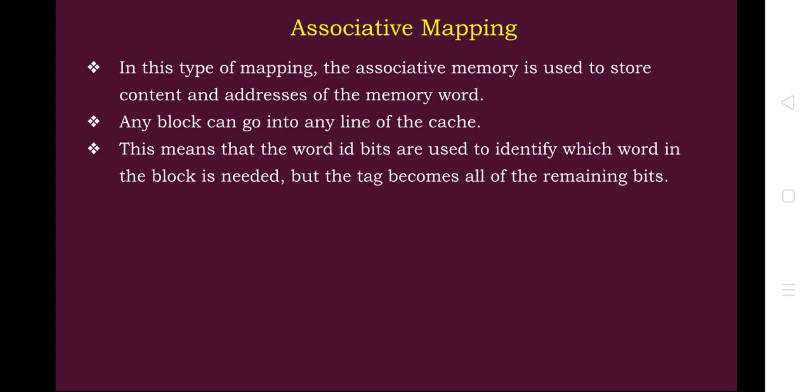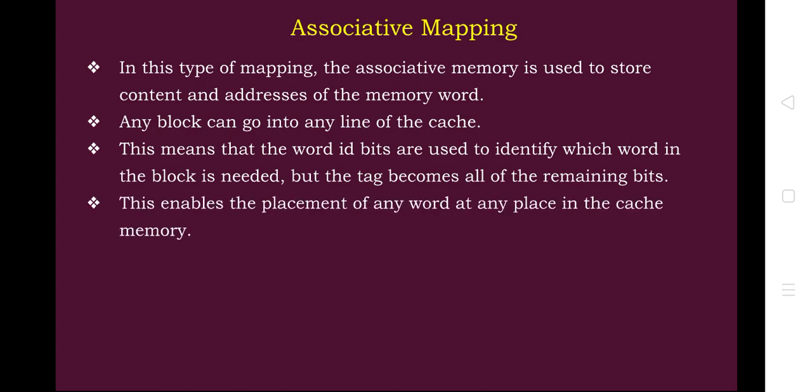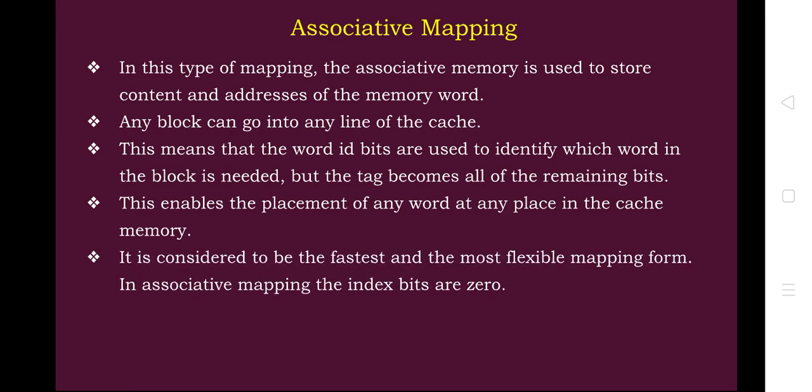This means that the word ID bits are used to identify which word in the block is needed, but the tag becomes all of the remaining bits. That is what we have just mentioned here. The remaining will be the data itself. And this enables the placement of any word at any place in the cache memory. That means there is no need to maintain the order of the memory arrangement of the data inside the main memory. It is considered to be the fastest and most flexible mapping form.